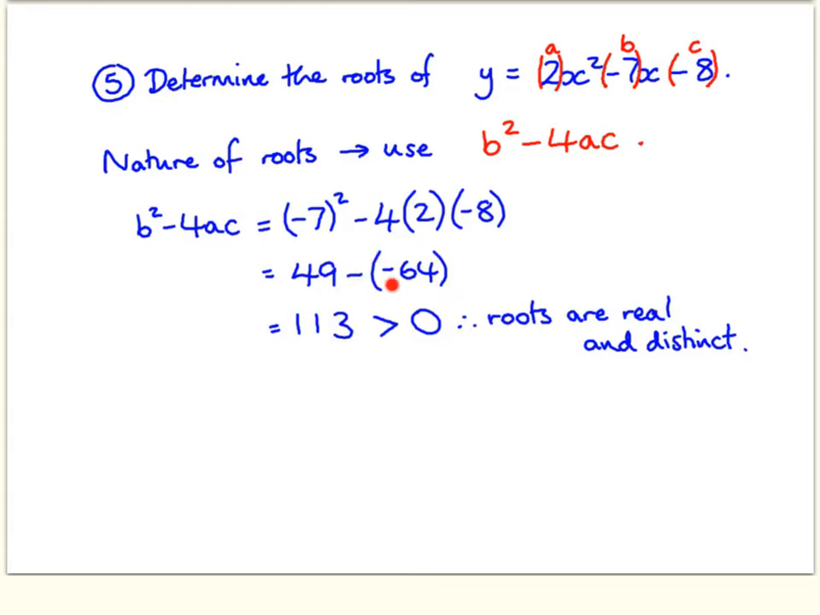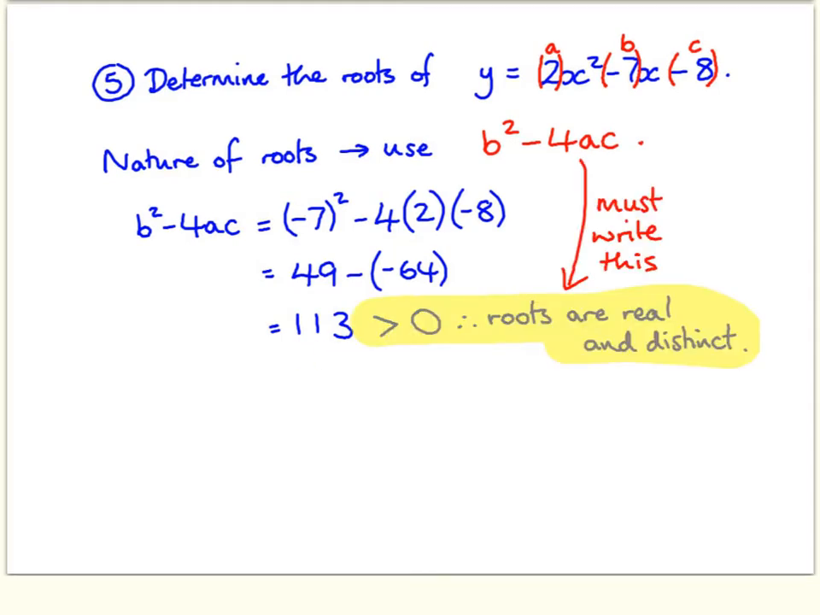Remember, minus or taking away a negative is plus. So 113. Now you have to say this. Your condition: greater than 0. Therefore roots are real and distinct. That's absolutely vital because it links what you've done here to your answer here. And then you say what the roots are.